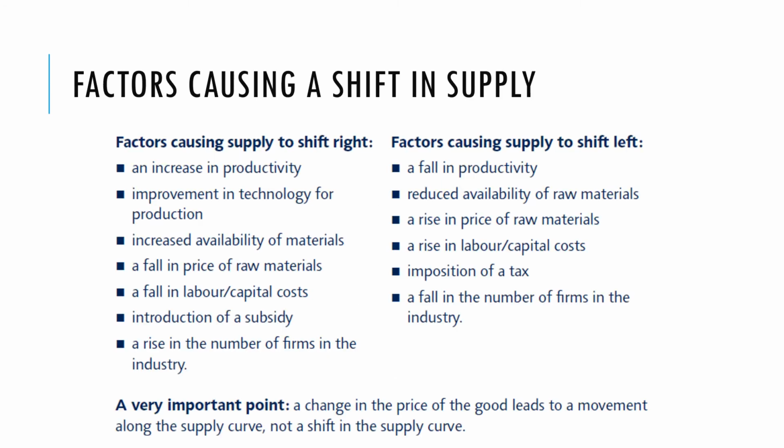So here's a nice little summary about shifts in supply. Factors causing supply to shift to the right, an increase, are on the left-hand side, and factors causing supply to shift to the left, a decrease in supply, are on the right-hand side. It might be worth taking a screenshot of this and printing it out and sticking it in your notes.